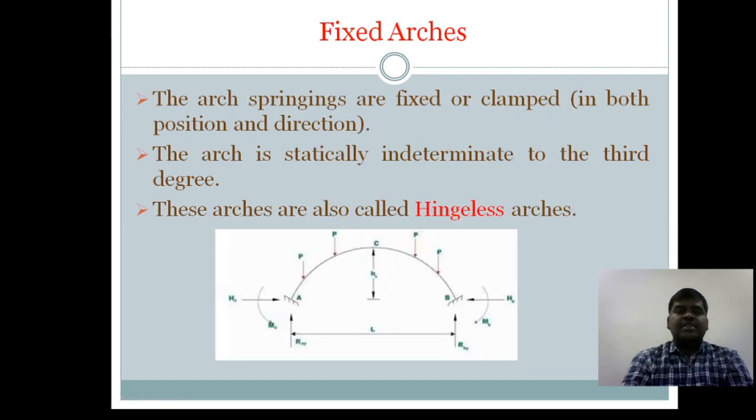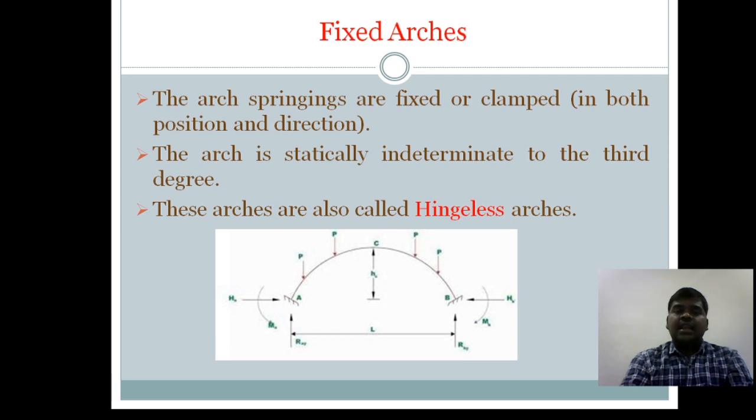Next, coming to fixed arches, the arch springings are fixed or clamped. That means, if you see the figure here, both at A and B, you can see this is a fixed support. That is the reason it is called a fixed arch.